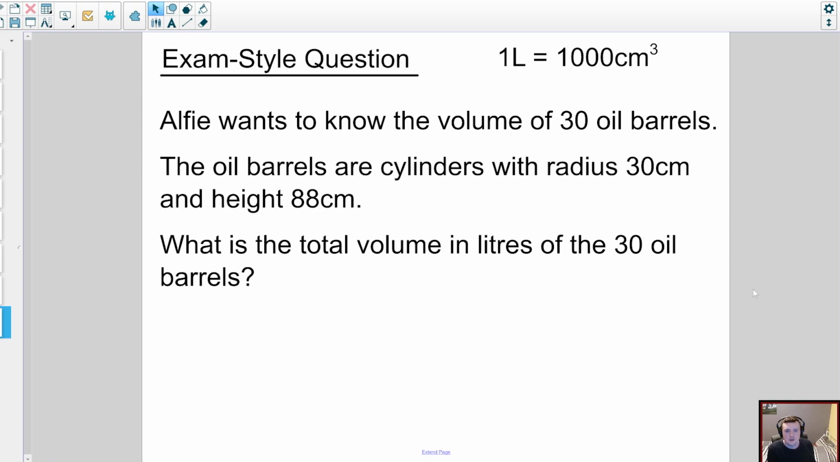Alfie wants to know the volume of 30 oil barrels. The oil barrels are cylinders with a radius of 30 centimeters and a height of 88 centimeters. They want to know what the total volume in liters is of the 30 oil barrels. So pause the video, have a go, and I will show you the working out in just a minute.